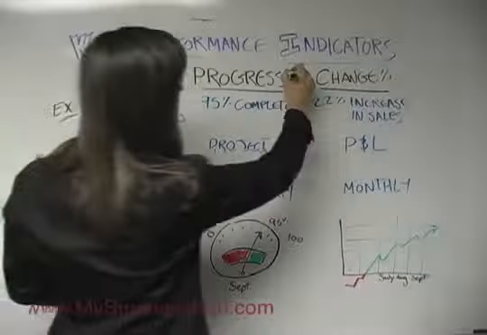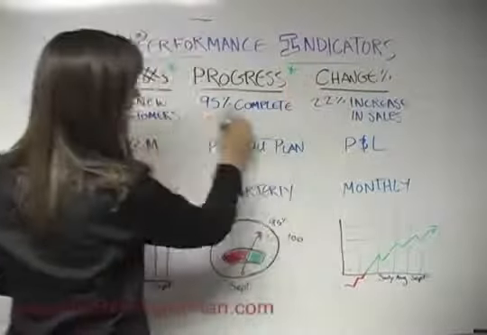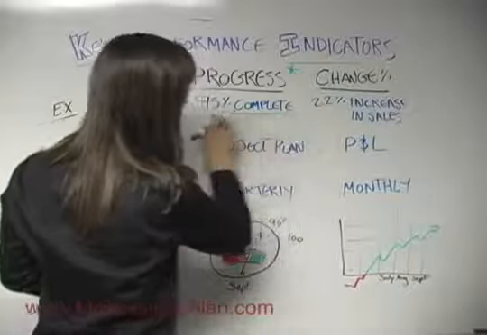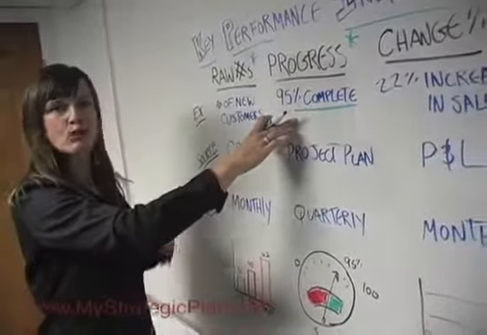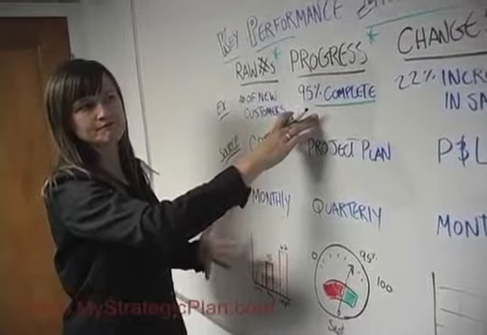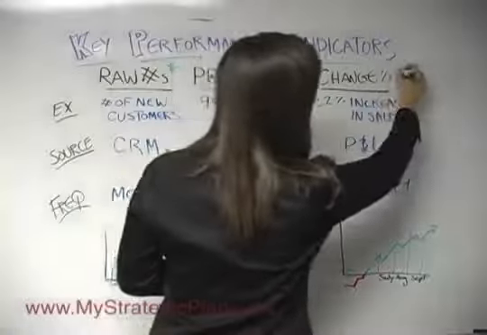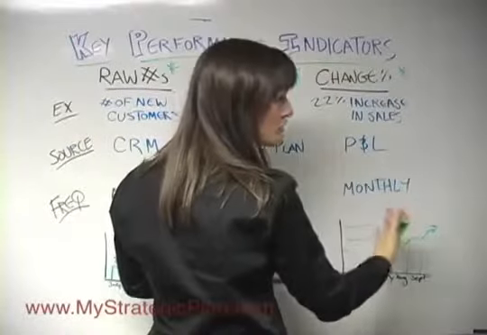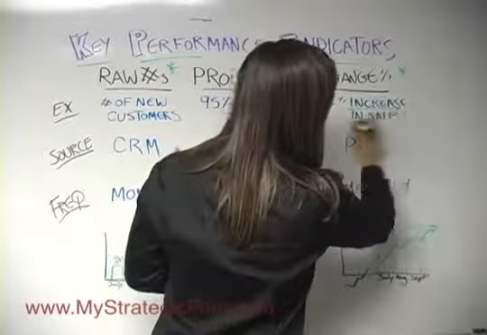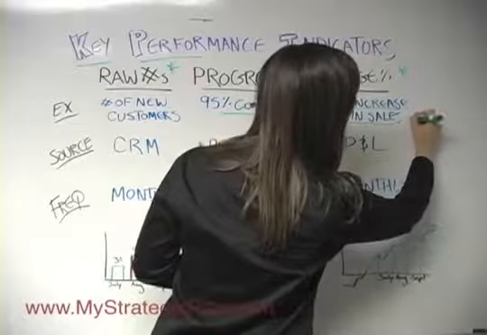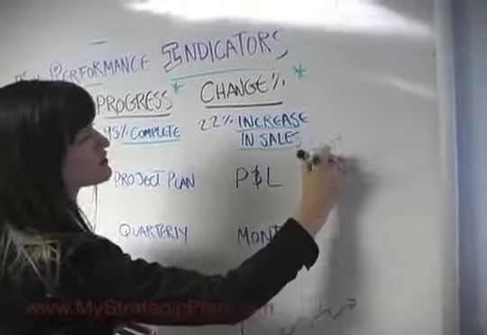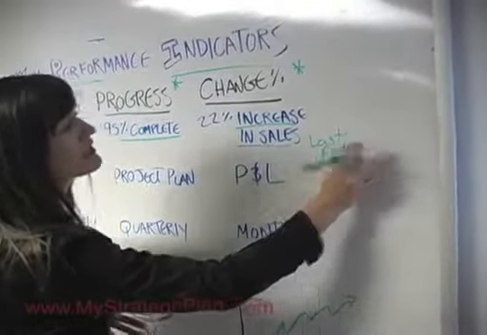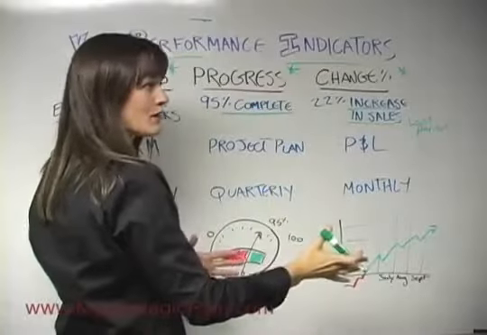The next type of measure is a progress measure, and it comes in the form of percent complete. Very project oriented, what percent complete is the item. And then the last type of measure is a change percentage or a directional measure. So increase in sales is an example over last period. So last month, last week, last year, whatever the case may be.